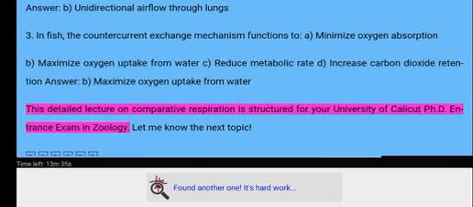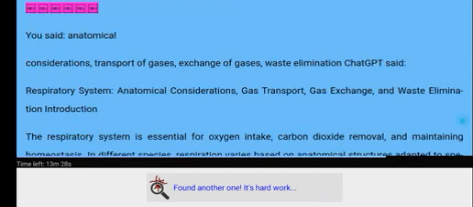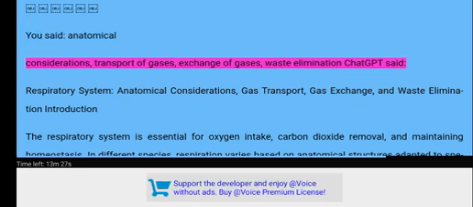This detailed lecture on comparative respiration is structured for your University of Calicut PhD entrance exam in zoology. Let me know the next topic. You said, anatomical considerations, transport of gases, exchange of gases, waste elimination.